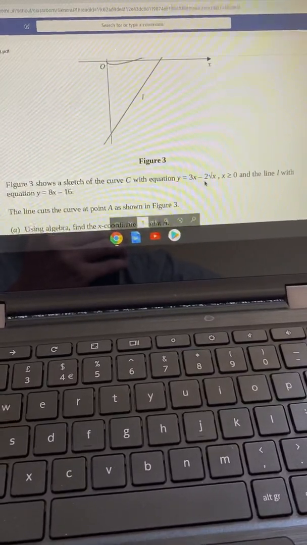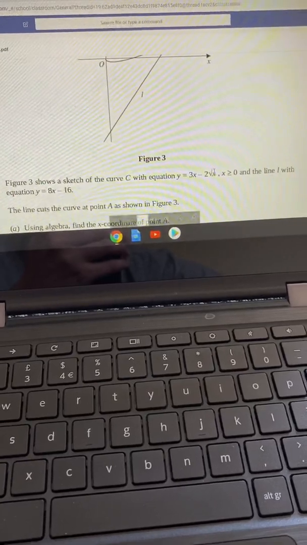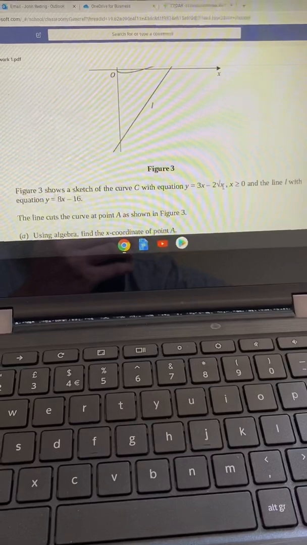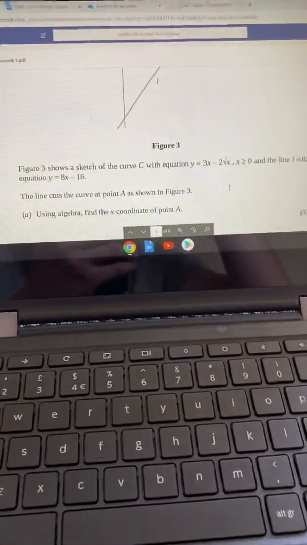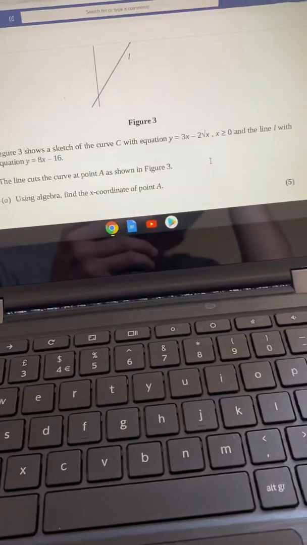Probably start off by squaring both sides, because that'll get rid of the root x. That's probably my best point of starting. And then you just simplify and solve. So I'll leave it with you. If you need any more help than that, please ask me.